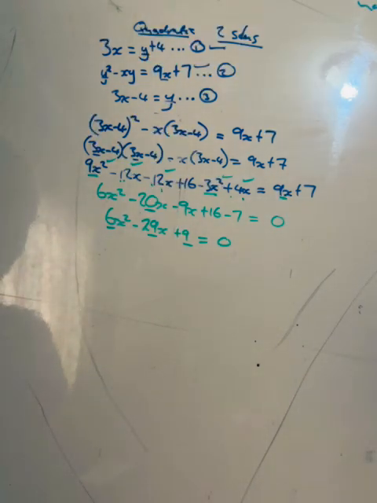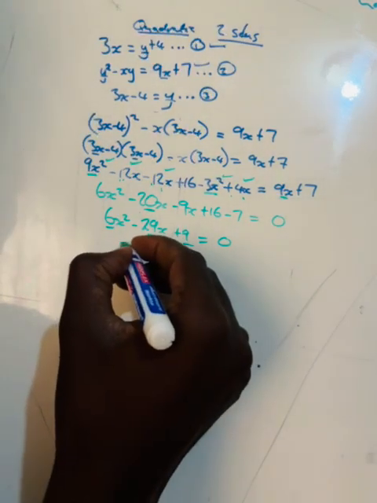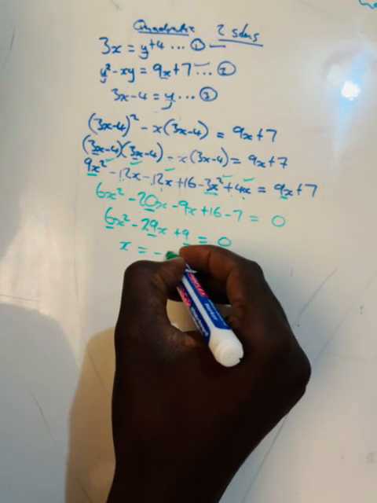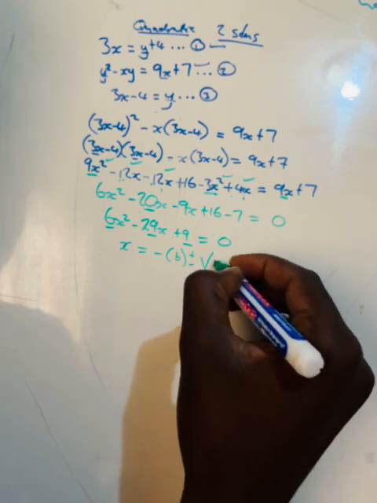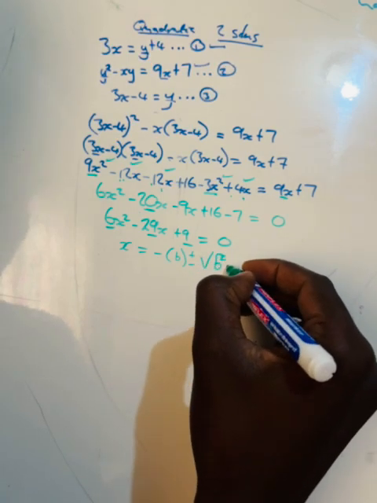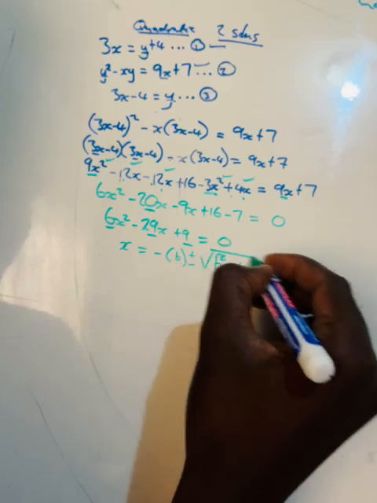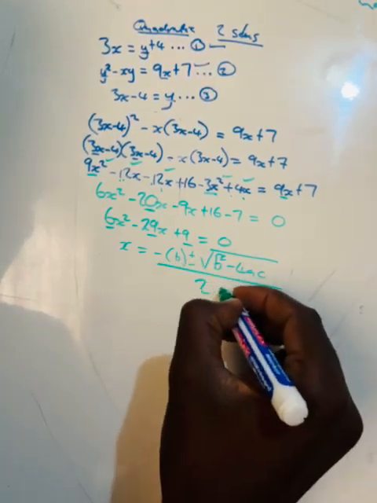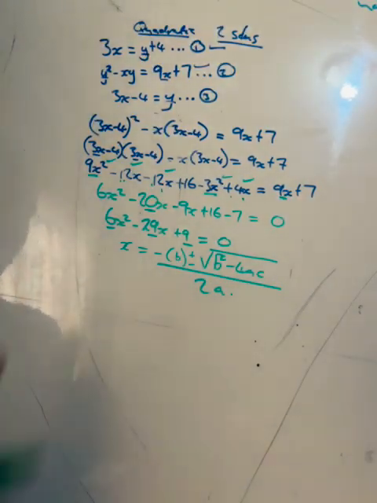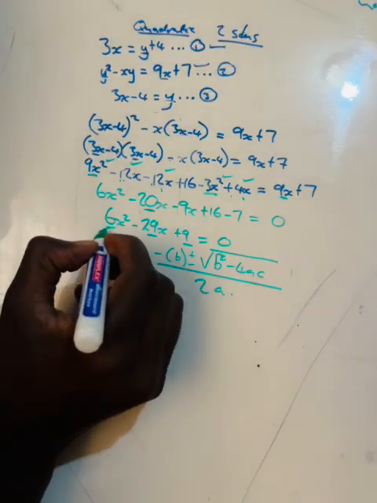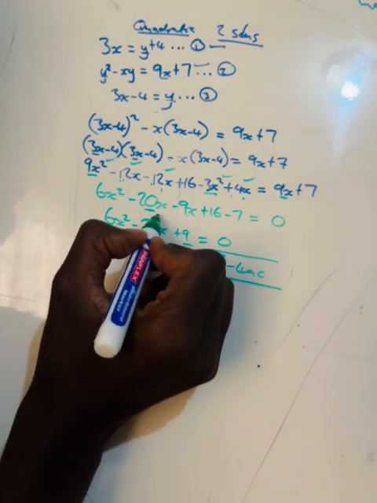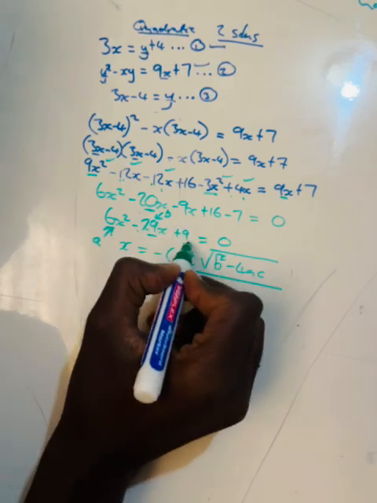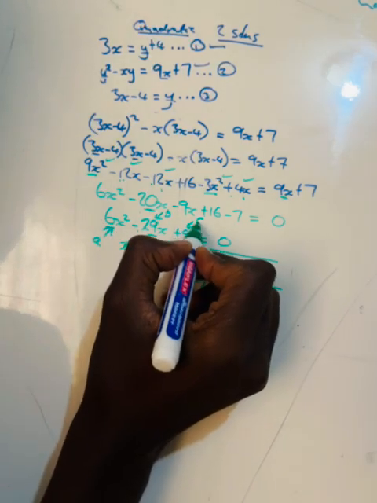So when I'm going to use my quadratic formula, remember, what is the quadratic formula? The quadratic formula is when we say that x is equal to negative b, plus or minus the root of b squared minus 4ac, all over 2a. So in this particular case, your number positive 6 is the a, this negative 29 is the b, and this positive 9 is the c.